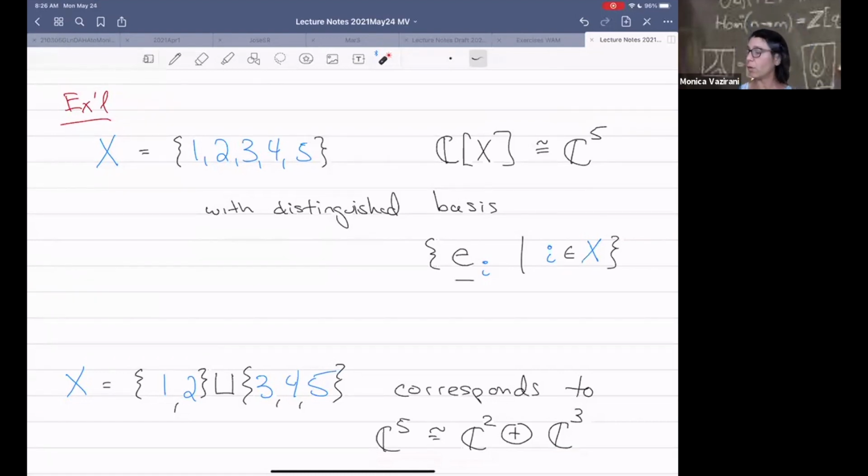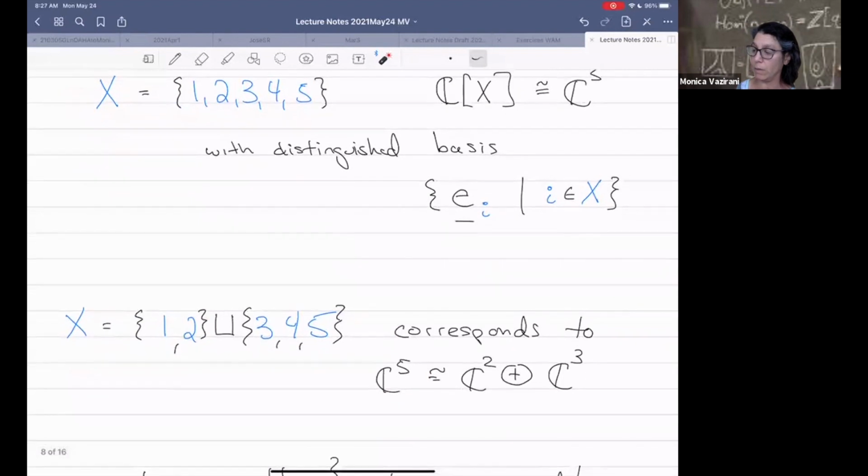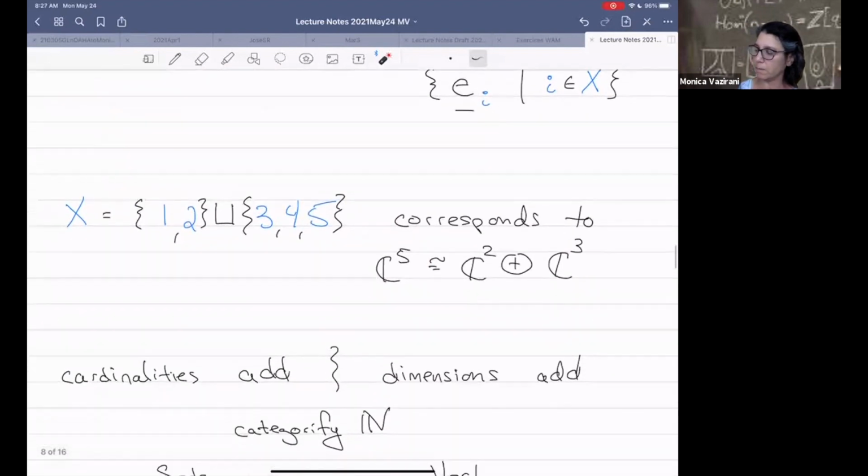Okay. And of course, you can decompose C5 as the direct sum of subspaces in many, many different ways. You only have so many ways of chopping up this set. Okay. So there's more going on at the vector space level. And so that's one benefit, or maybe one thing that's more confusing about going to vector spaces.